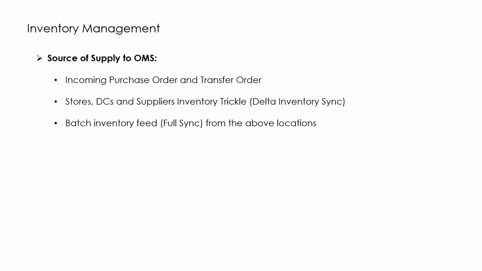Okay. And then the last one is batch inventory feed, full sync. So some retailers run it every day, some run it weekly, and some run it even less often than that. Okay. So this is a full sync where the whole inventory picture of a warehouse or a DC is sent to the OMS. So basically it replaces everything. So one OMS might have a store A, let's say they had 1,000 items and they had inventory. When you send a full sync, the inventory picture of all of that is replaced with the new full sync that you got. Okay, so that is also a source of supply to OMS. This is how OMS has the inventory picture.